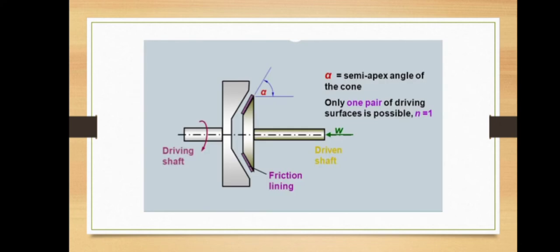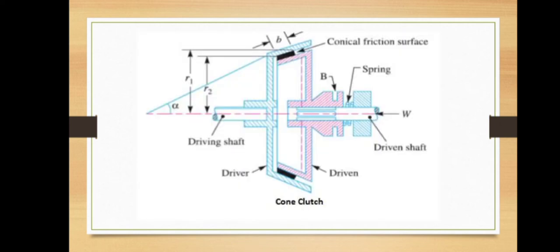In this figure, the driving shaft, the friction lining and the driven shaft of the clutch are shown, where alpha is the cone angle and W is the work input. Only one part of the drive assembly is possible, that is N is equal to 1. This is the ideal diagram of a cone clutch, in which a driving shaft and a driven shaft are present, therefore the driver and driven are also present, and a conical friction surface is present. Spring is present. These are all available in the general cone clutch.